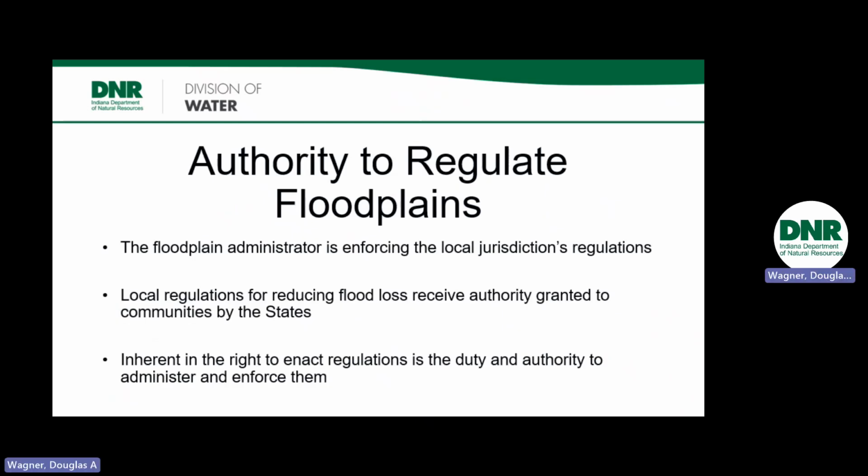So let's look at the authority to regulate floodplain. Keep in mind that the local administrator is simply enforcing the community's regulations. When looking at the NFIP, the community authority to adopt regulations for reducing flood loss is granted by the state. Inherent in the right to enact those regulations is the duty and authority to administer and enforce them.